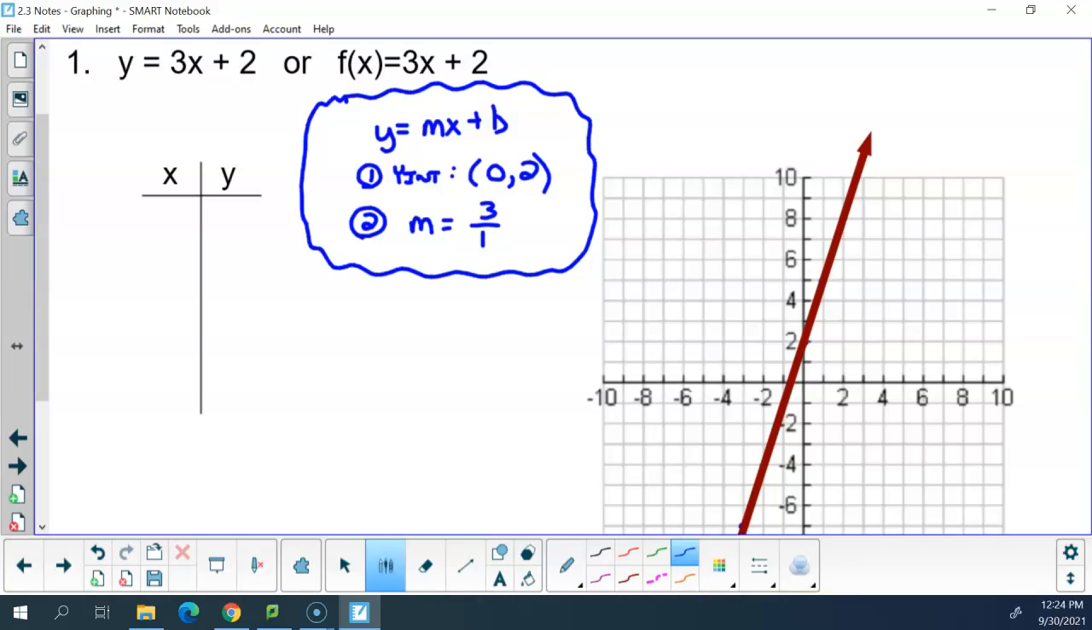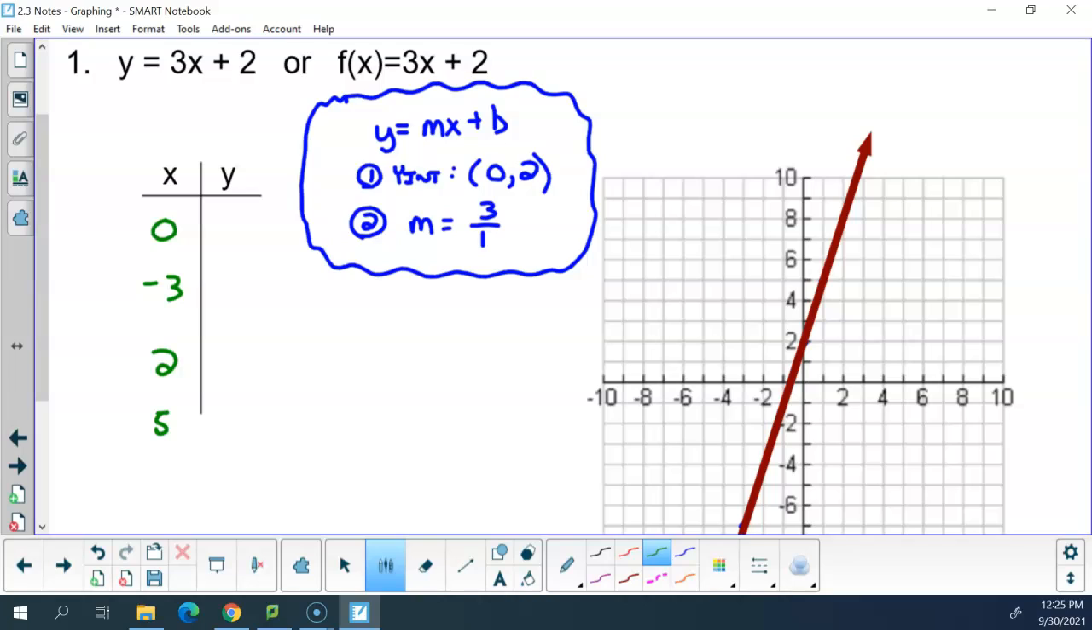Method number two would be my t-chart. I could just pick some points. I definitely want to pick a 0, for sure. I probably want something negative, like -3. Probably want something positive, like 2. And then let's go with 5.